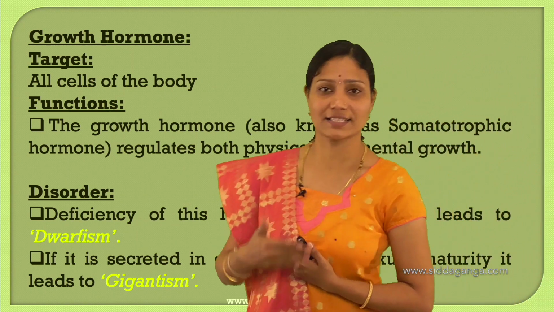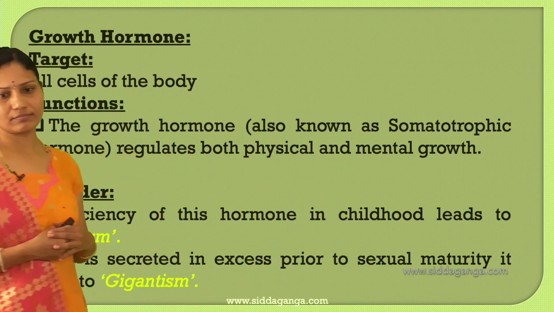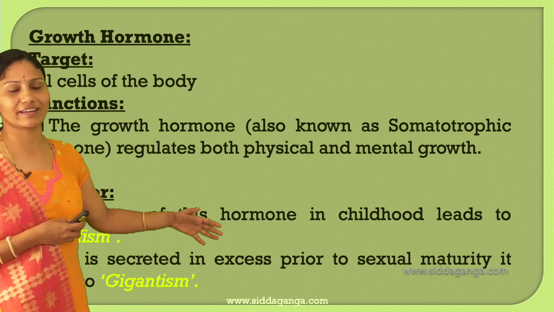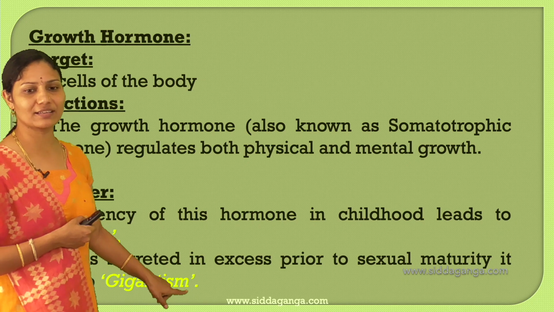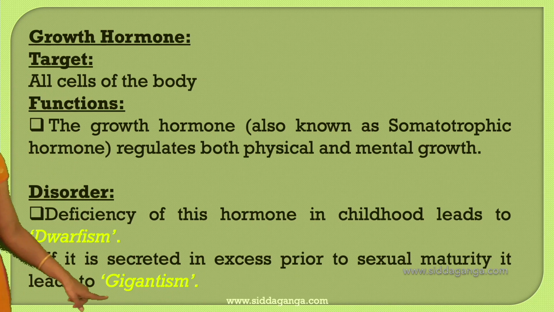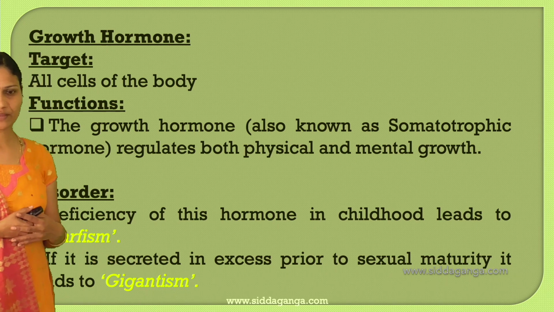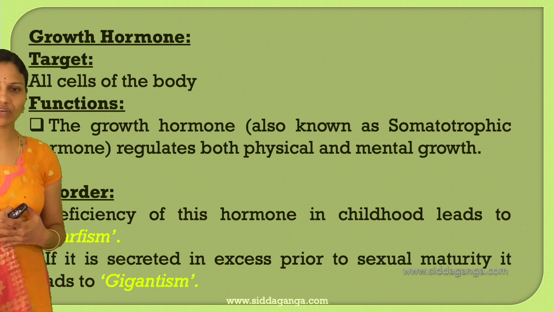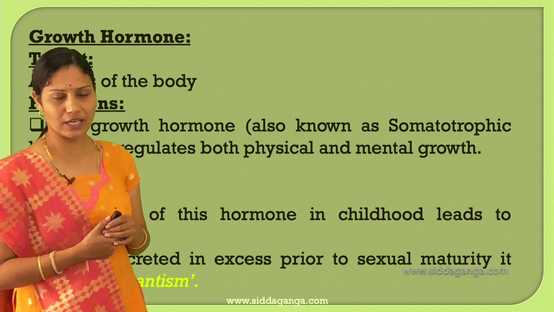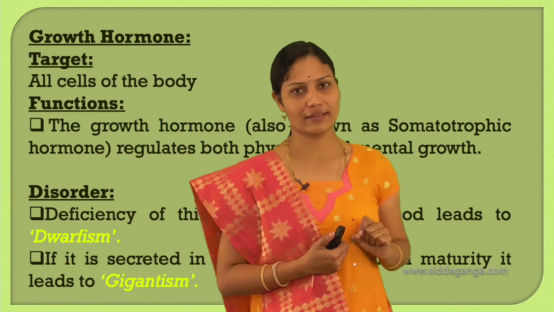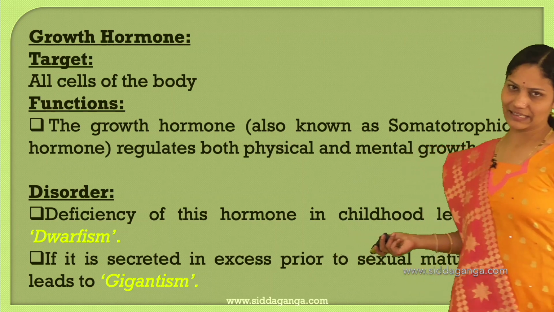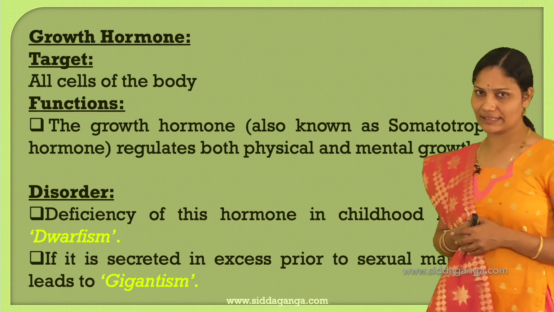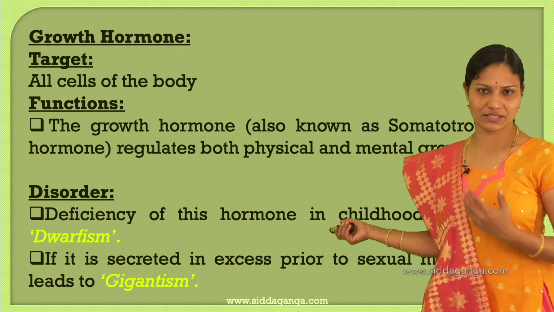If it is secreted in excess prior to sexual maturity, before sexual maturity, it leads to gigantism. Gigantism is something very large, very huge. There is another term called acromegaly, which is just the reverse of this. If it is secreted in excess even after sexual maturity, it leads to acromegaly. You need to remember only these two terms, that is sufficient.